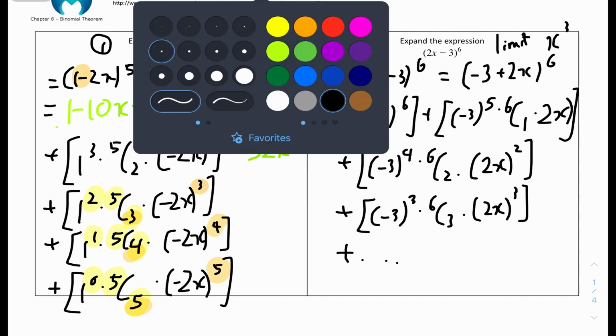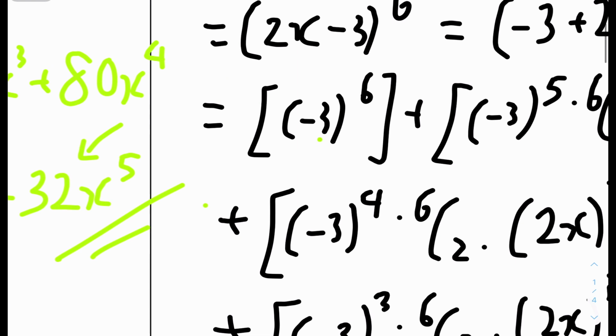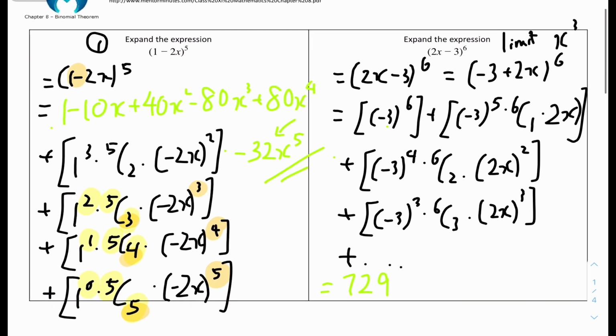And if you add everything up together, (-3) to the power of 6 will be equal to 729. And this is a cool trick to know: when you have a negative whole number inside a bracket, and it's raised to an even power, the result will be a positive number. But if minus 3 were to the power of 5, an odd power, it will result in a negative number.